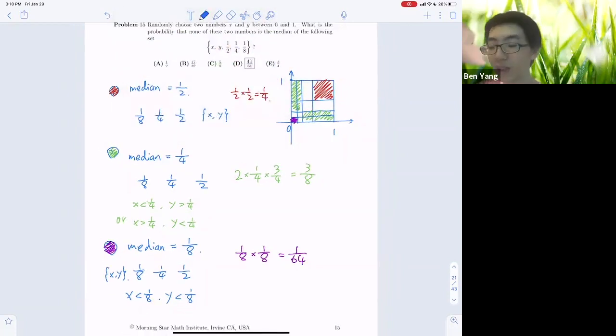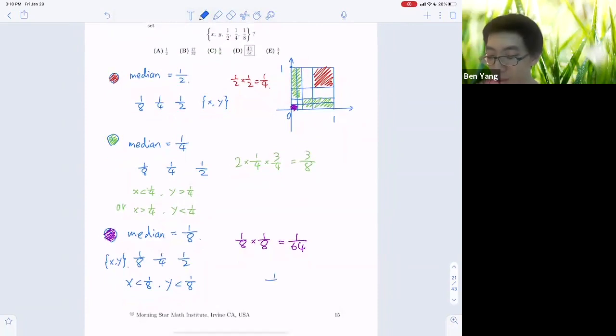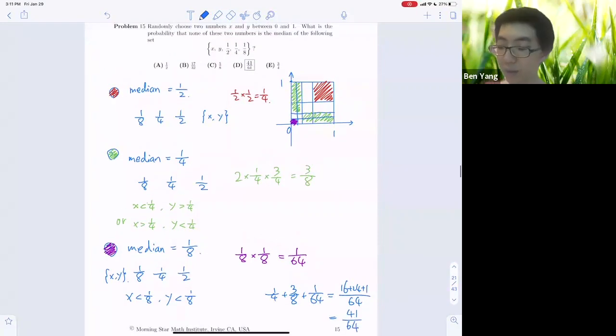And finally, we can just take the sum. So 1/4 plus 3/8 plus 1/64. That's equal to (16 plus 24 plus 1)/64, which is 41/64. So the answer is D.